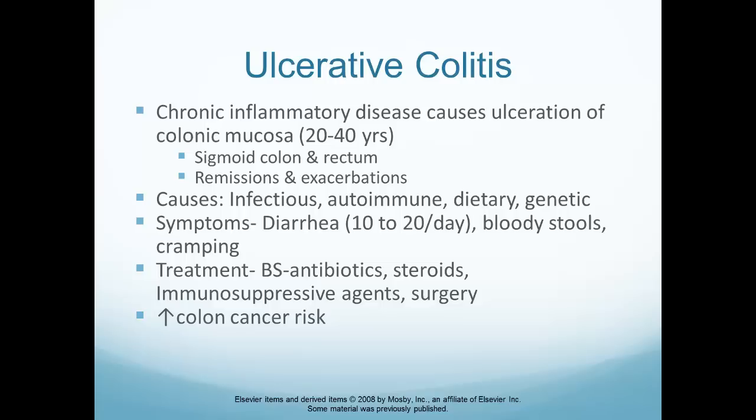So the first one, ulcerative colitis. It is chronic inflammation, and usually the person is about 20 to 40 years old when first diagnosed. It happens in the sigmoid colon and the rectum, so it's isolated to one part of the GI tract. It could be an infectious cause that started the whole process, it could be autoimmune, it could be dietary. There's a genetic link here. The patient has diarrhea, so frequent stools, bloody stools, and cramping.